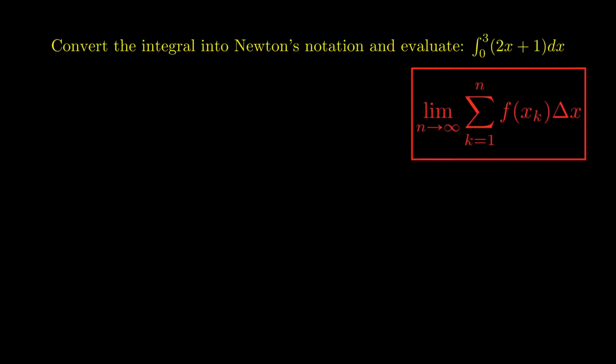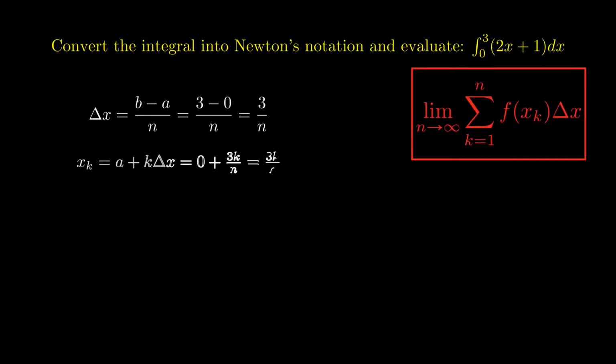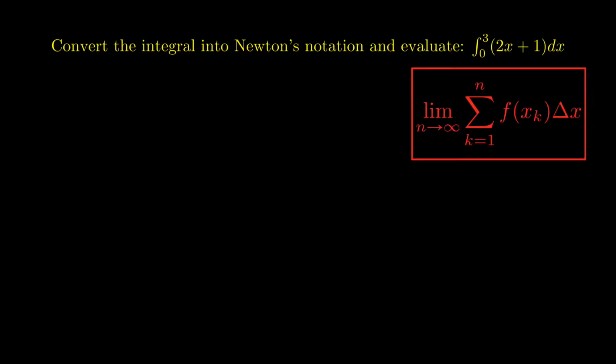And then we'll sum all of those rectangles' areas together from k equals 1 to n, for us having n rectangles, and find the limit as n approaches infinity. And that will give us an exact value for the area underneath the curve. So our delta x value is always equal to b minus a over n, which in this case is 3 minus 0 over n, or just 3 over n. And our x sub k value is always equal to a plus k times delta x, which will be, in this case, 0 plus 3 over n times k, or just 3k over n.